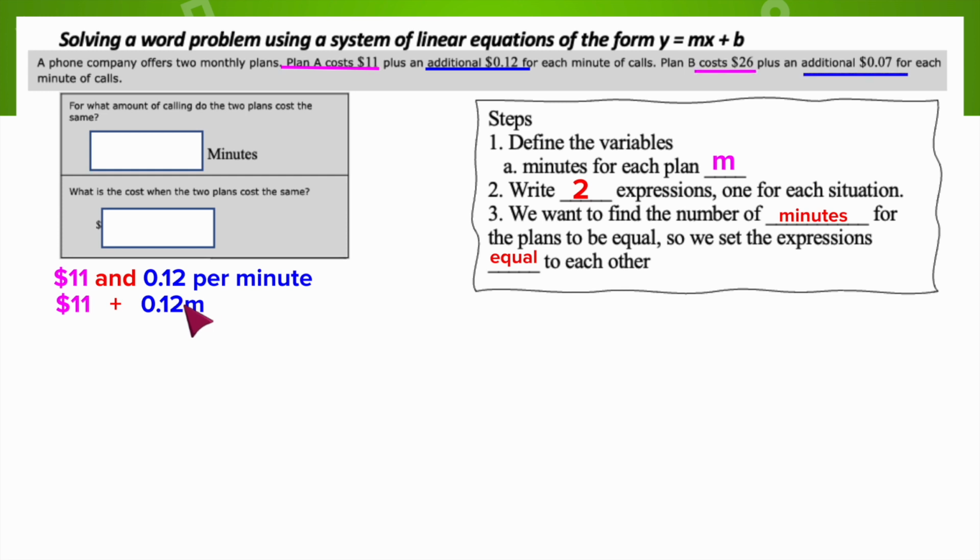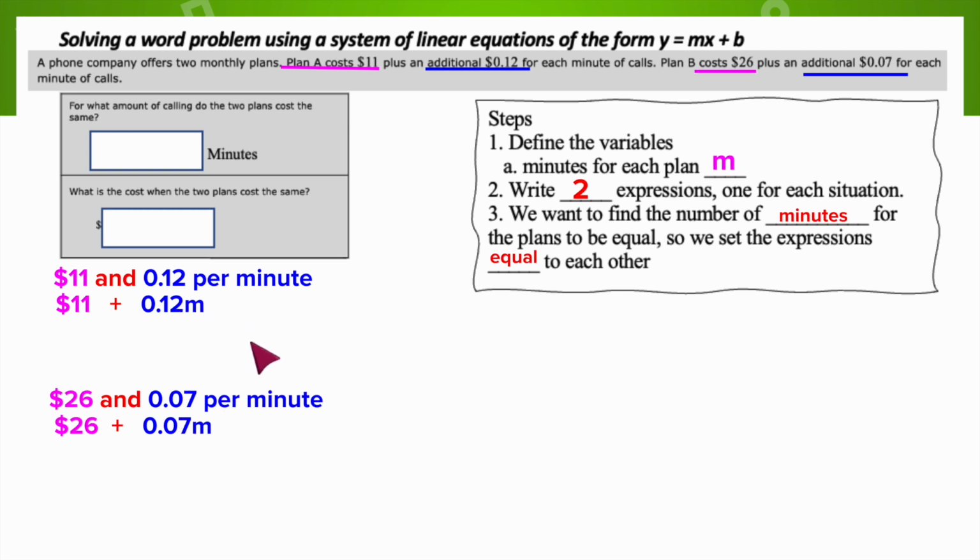And then for the second plan, we have $26 no matter what, that's our cost, and then 7 cents per minute. So here's 26 plus 7 cents per minute. So we have our 2 expressions, and we want to know when these 2 plans would be equal. For how many minutes do I have to talk for these 2 plans to be the same?